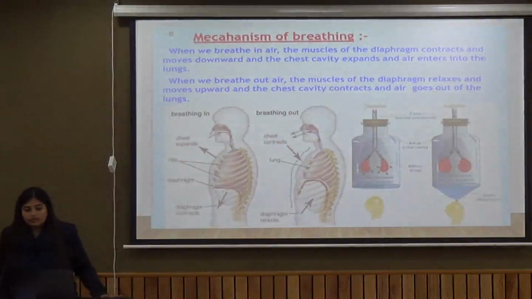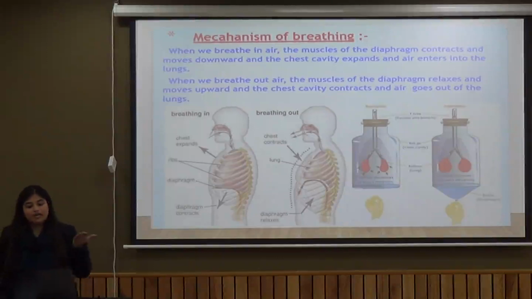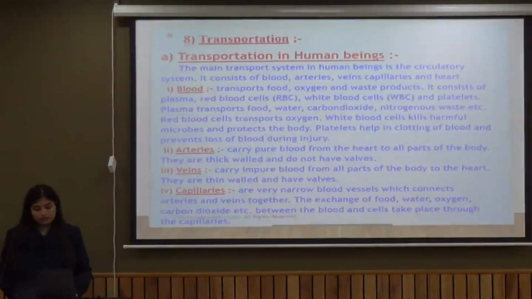So what is the mechanism of breathing? When we breathe in air, the muscles of the diaphragm contract and move downwards, and the chest cavity expands and the air enters the lungs. And when we breathe out air, the muscles of the diaphragm relax, move upwards, and the chest cavity contracts and the air goes out of the lungs.